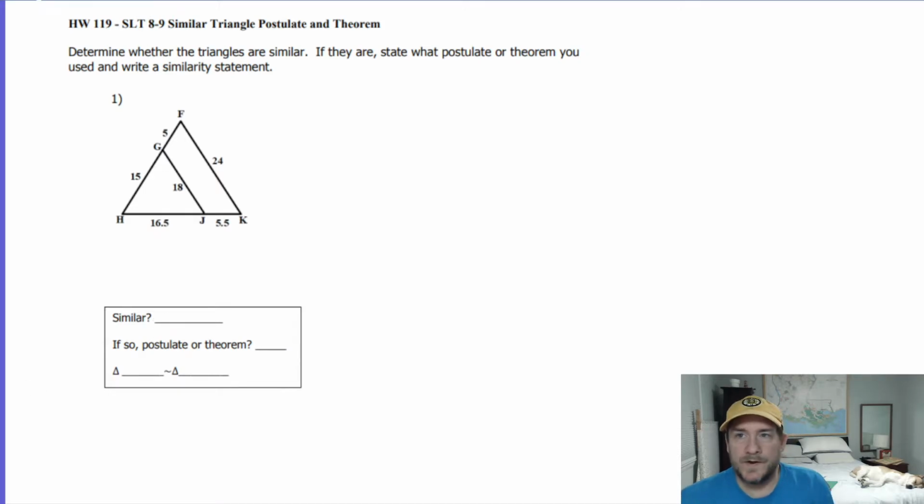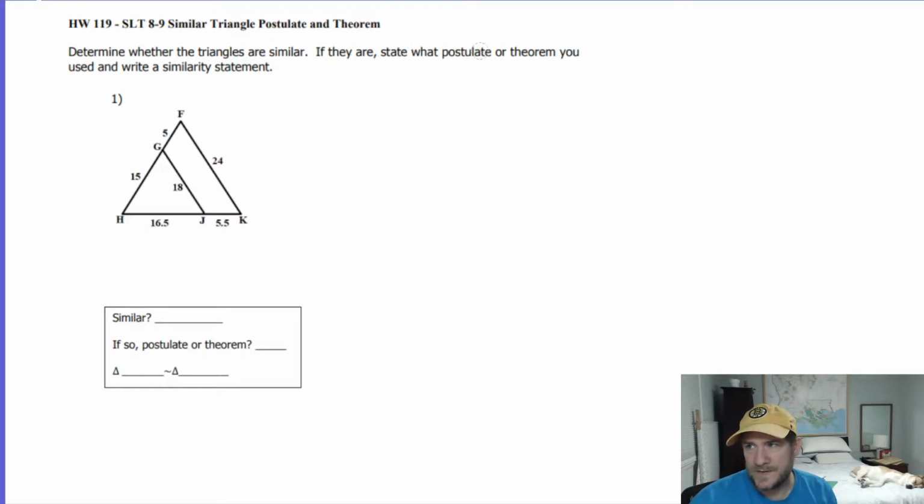All right. So now we're working on homework on page 119. To start looking at this, it seems like we're doing kind of the same thing, where we're just looking at some overlapping triangles that are similar or whatever, but notice the big difference is it doesn't say that these triangles are similar. It instead says determine whether they're similar or not.